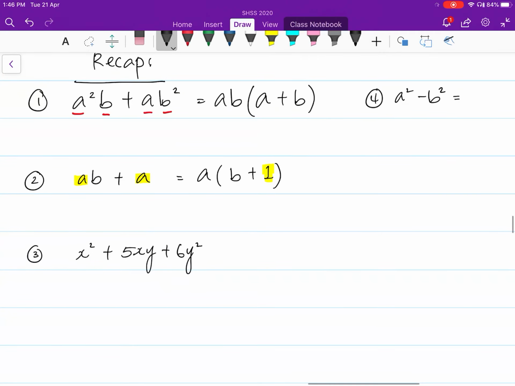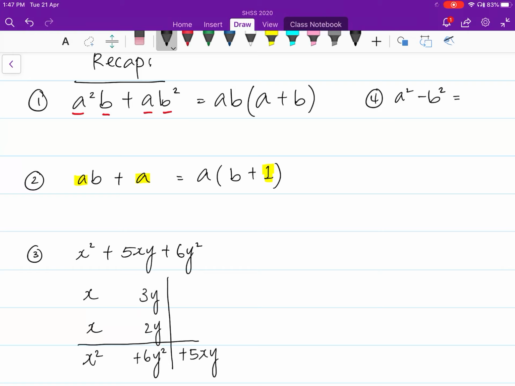The third type of factorization is the x squared plus 5xy plus 6y squared type of factorization. You have to use the cross method to help you do factorization. You write x squared here, positive 6y squared here, and positive 5xy here. Here x times x is x squared, and 6y squared is positive 2y times positive 3y. Now we do the cross, and we get positive 2xy and positive 3xy.